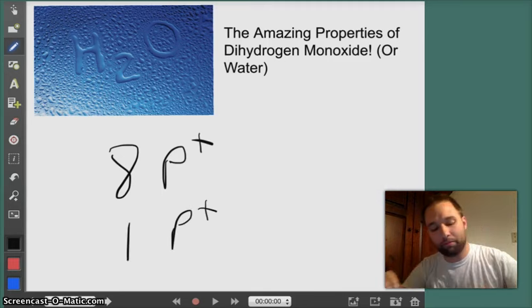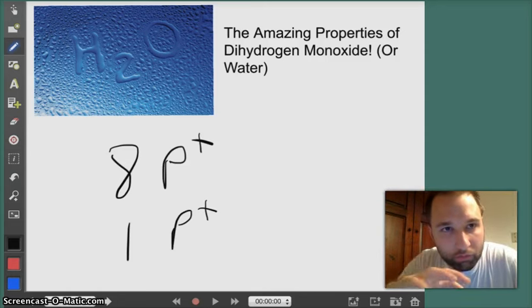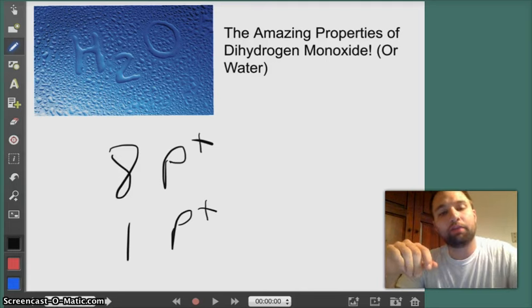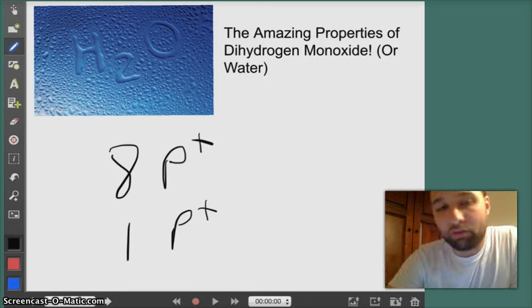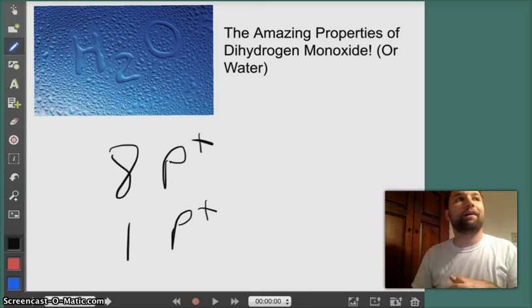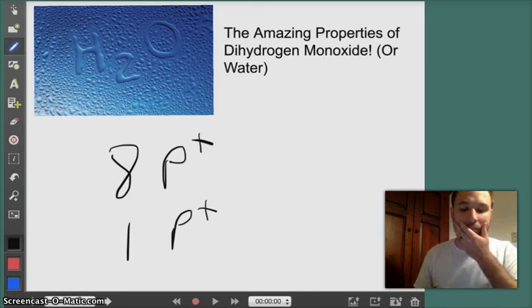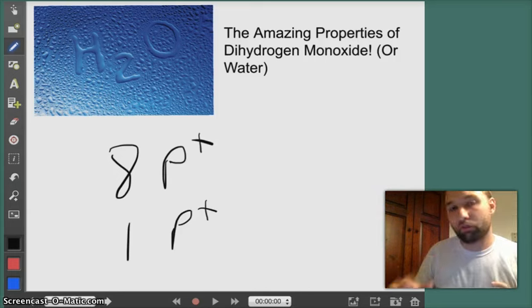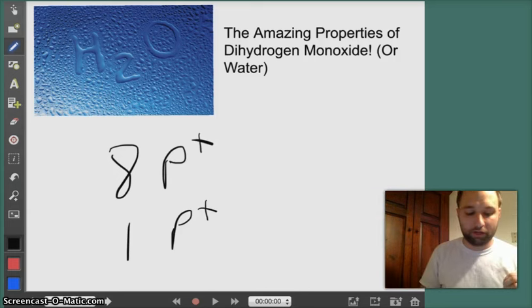So basically what happens is the electrons that are being shared and floating around these atoms, they're not in the middle, okay? Since the electrons are negative, they're going to be pulled towards the positive protons. And since oxygen has 8 protons in its nucleus, the electrons are going to be pulled closer to that oxygen.